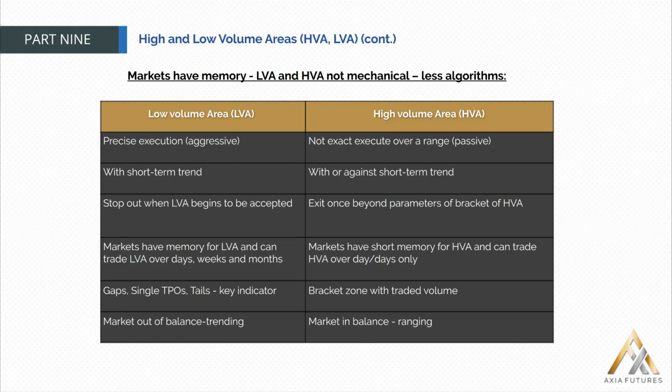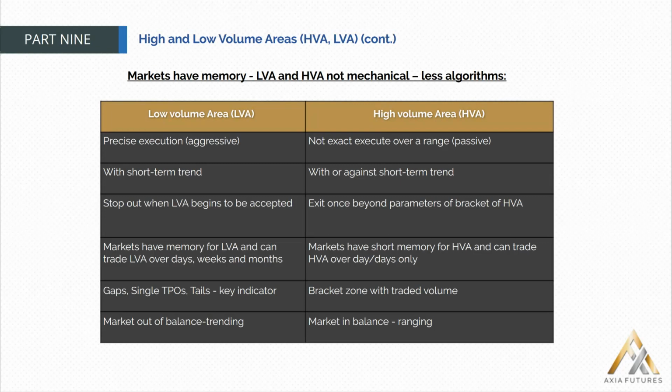Now, the important characteristics to understand with regards to high and low volume areas are as follows. Firstly, when it comes to low volume areas, your execution needs to be precise. The area of execution is very exact. What we mean by that is, right in front of that low volume area where we've seen the initiative, we expect to see some responsive players entering the market in the direction of the initiative or the short-term trend. That area is very, very small, and that is why you need quite an exact execution.